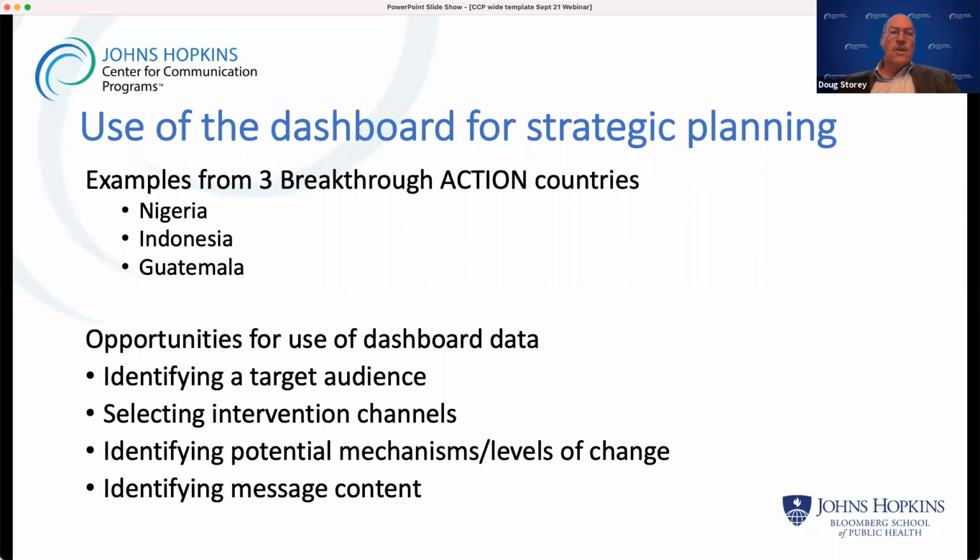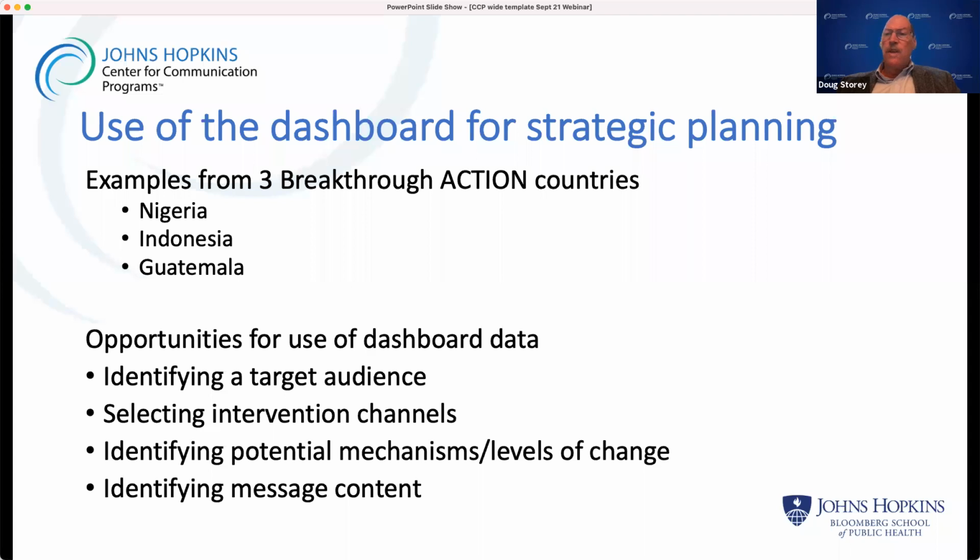What I'm going to do today is focus on 3 breakthrough action countries, Nigeria, Indonesia, and Guatemala, just to provide a few examples of ways we might use these data. I'm going to focus on 4 different applications. The first is identifying a target audience or an intended audience for strategic communication interventions.